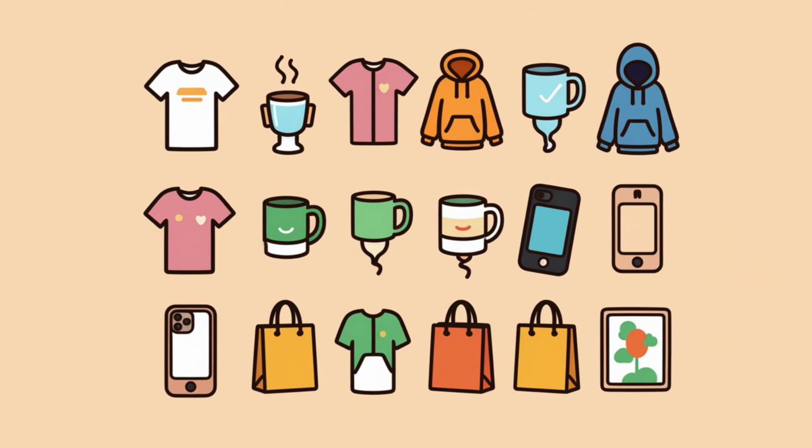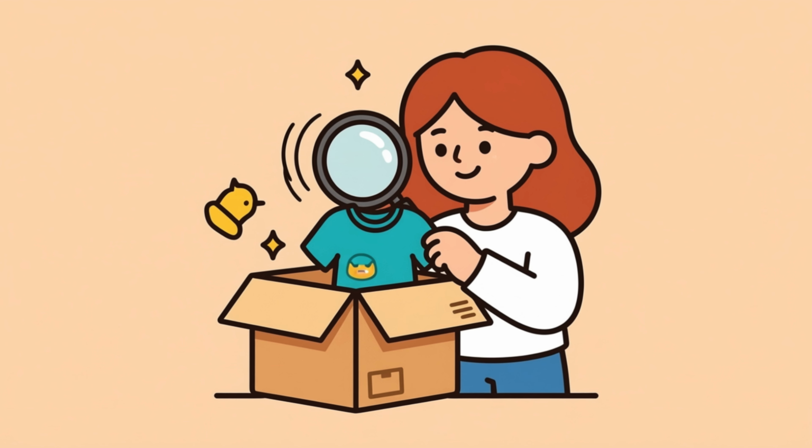Now it is time to browse the product catalog. This is where you pick what you want to sell. You can look at shirts, mugs, hats, bags, and more. The goal is to find products that fit your niche and your style.